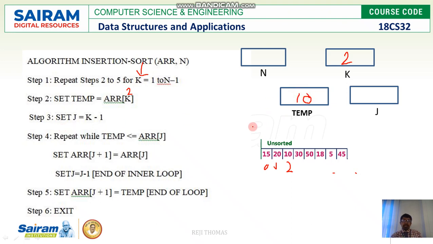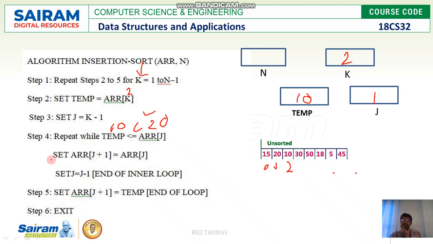Set j is equal to k minus 1. K minus 1 is going to be 1. Repeat while temp less than array of j. What is there in temp? Temp is 10. Array of j, you have to start with 20. You are going to compare whether this is true. Yes, it's true. If that's the case, what you do is array of j plus 1 is equal to array of j. So you are going to move this j plus 1.